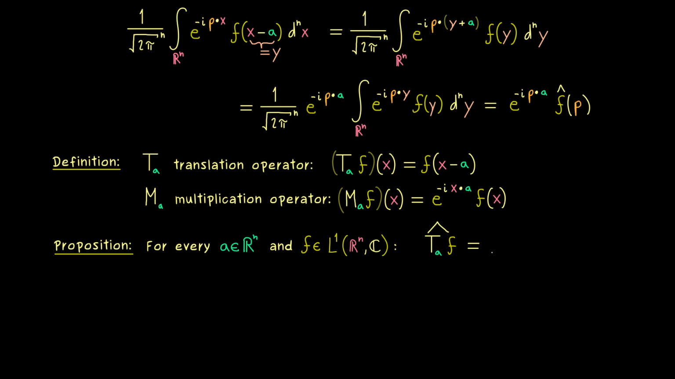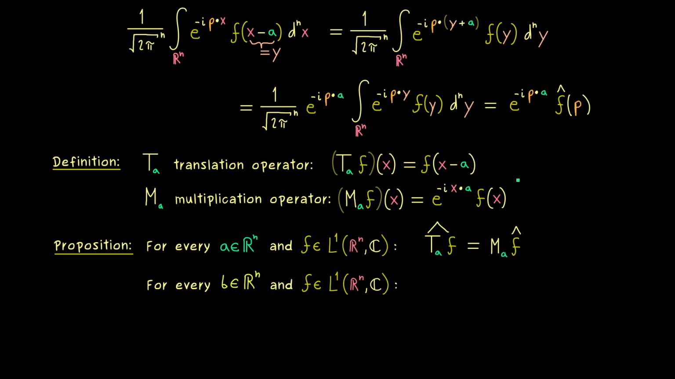And now we already know, if we want to pull out this T_a, it becomes an M_a. But most importantly, we have M_a applied to f hat. So this is exactly the formula we have proven before, but this is a formulation you can easily remember. And now interestingly, this also works the other way around. This means instead of translating the function f, we could also translate our f hat in the frequency space.